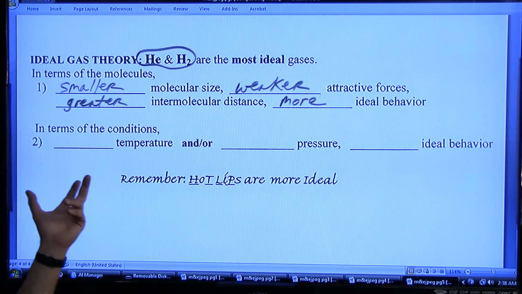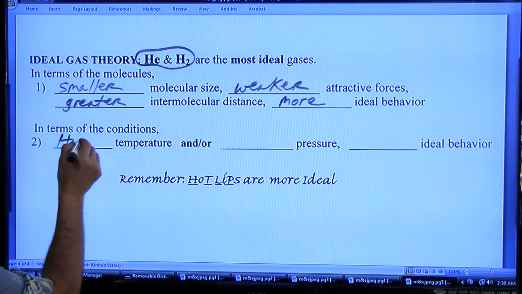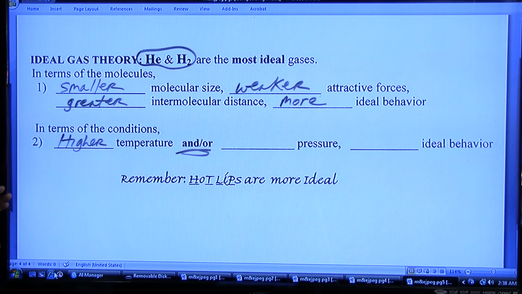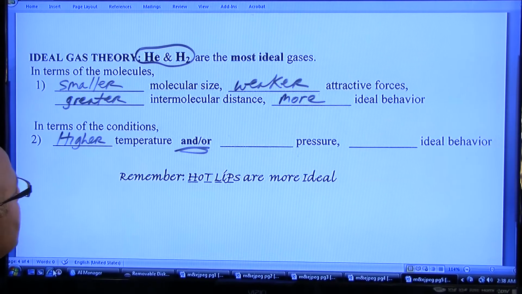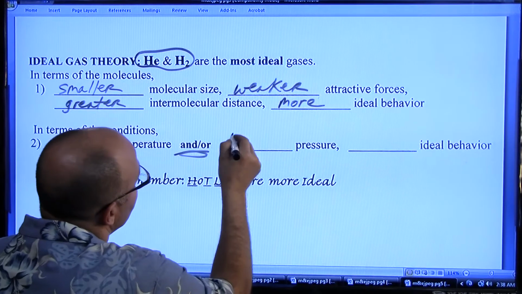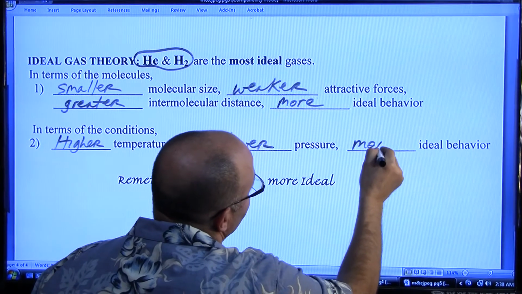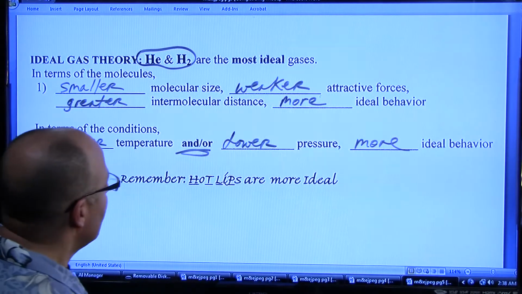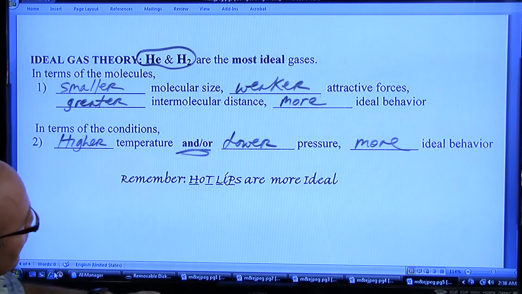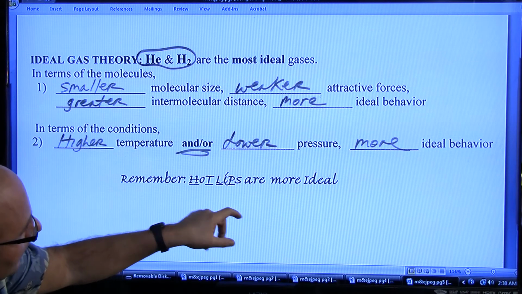Now, in terms of the conditions that you can manipulate, it turns out the higher the temperature and/or, which means you're controlling both factors here, it's not one leading to another, the higher the temperature and/or the lower the pressure, the more ideal a gas will behave. Here's an easy way to remember that for the conditions. Hot lips, more ideal. Hot, high temperature, lips, low pressure, more ideal.